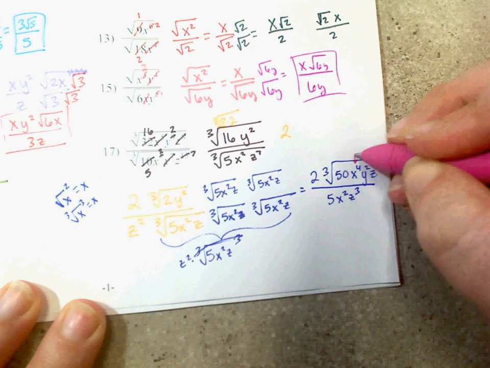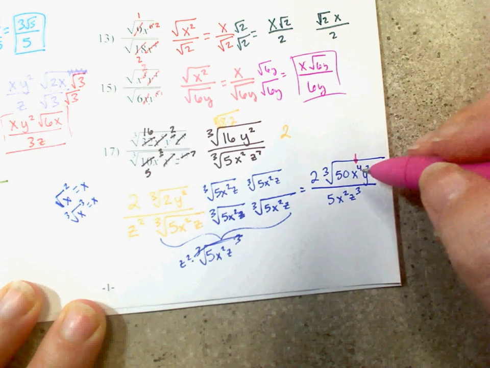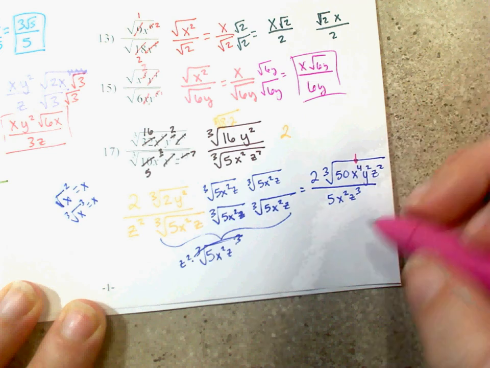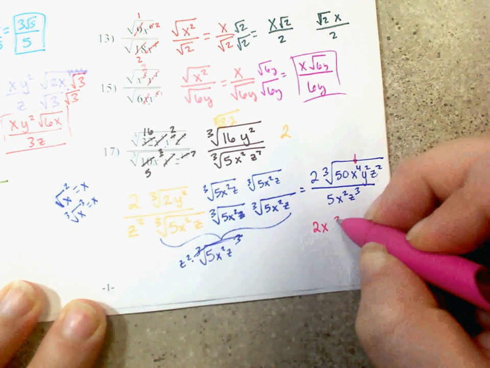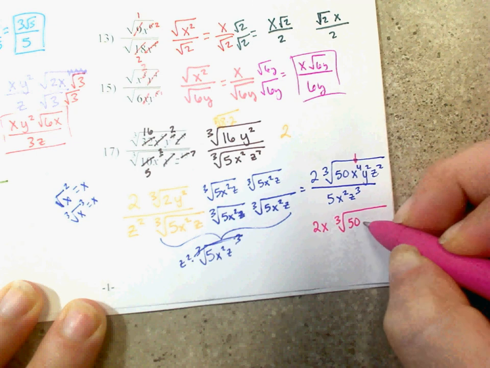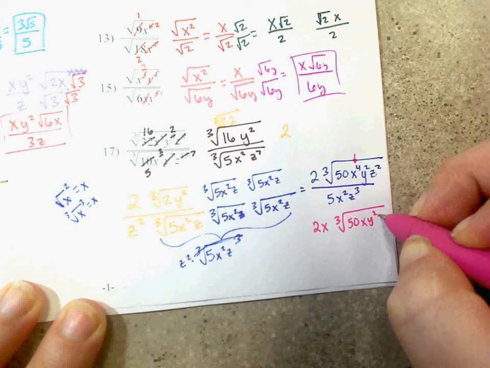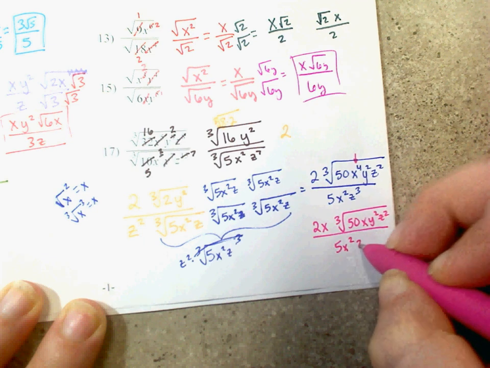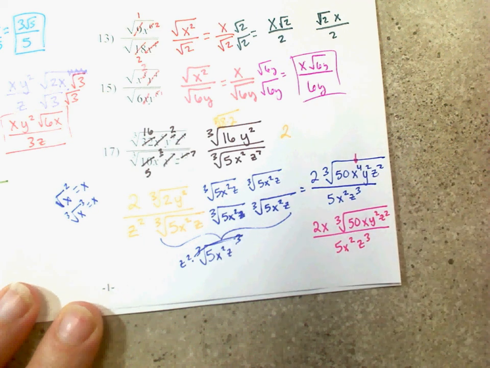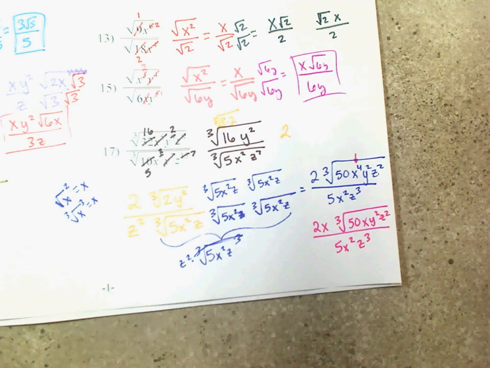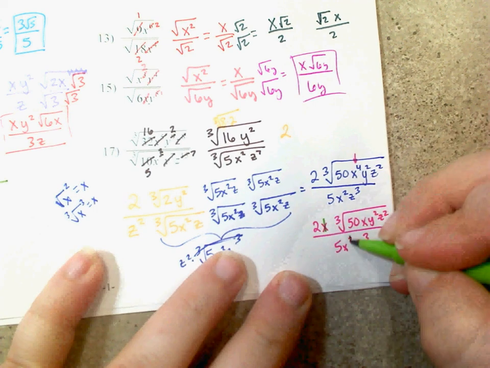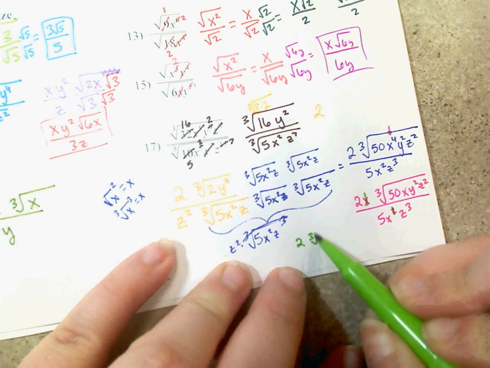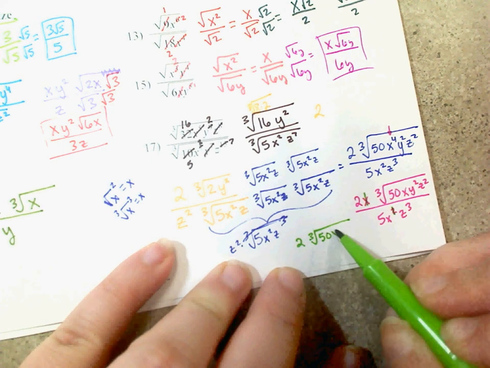3 goes into 4 one time with 1 left over. But then I have an x on the exterior in both the numerator and denominator, which means I can simplify. So one of these cancels out with one of those, making my final answer 2 times the cubed root of 50x y squared z squared divided by 5x z cubed.